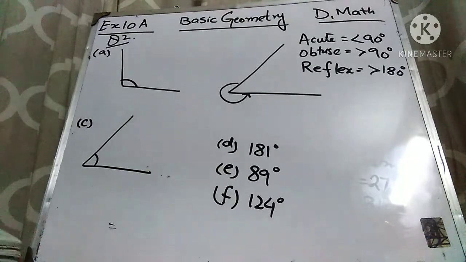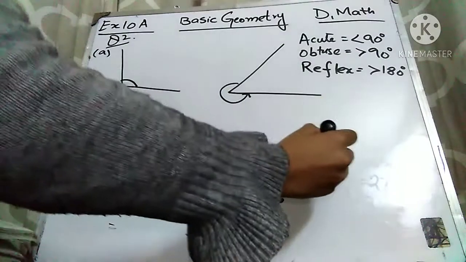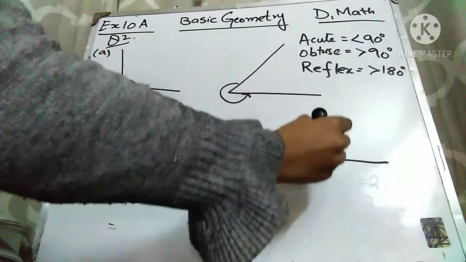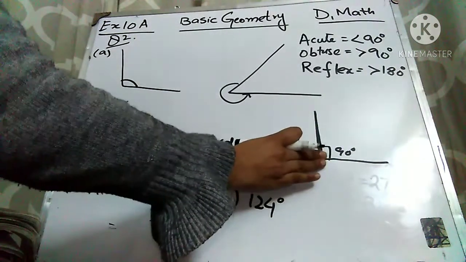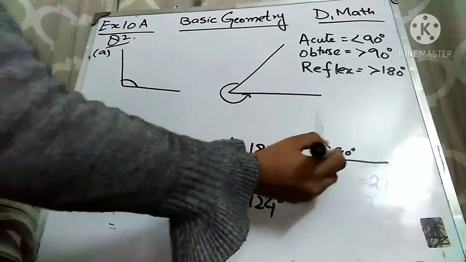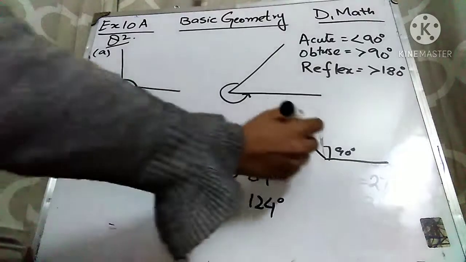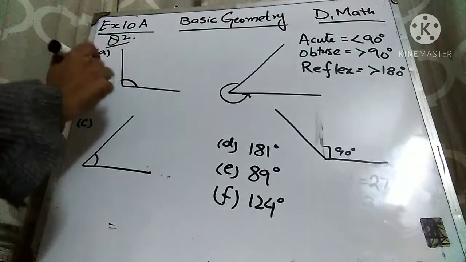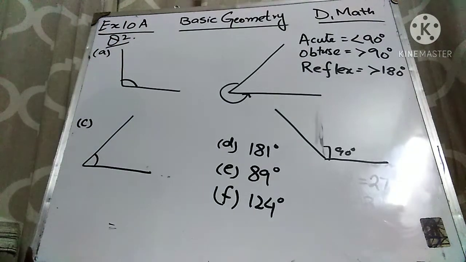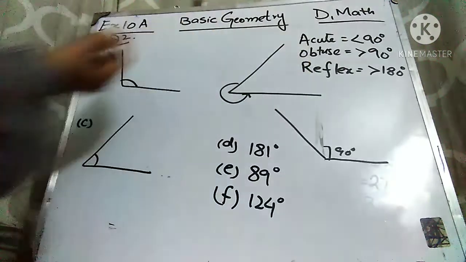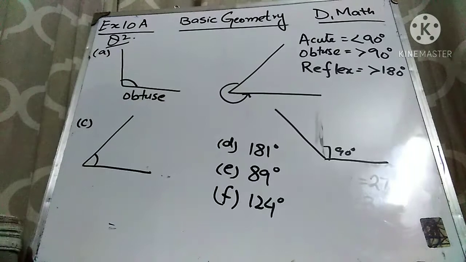Okay, so part A, which angle is this? Just remember that the straight line angle is 90 degrees. This angle is 90 degrees. But if the line is more than this, to the left hand side, we'll say that the angle is greater than 90 degrees. So it means that this angle is greater than 90 degrees. The angle which is greater than 90 degrees is the obtuse angle. So you write down: this is an obtuse angle.